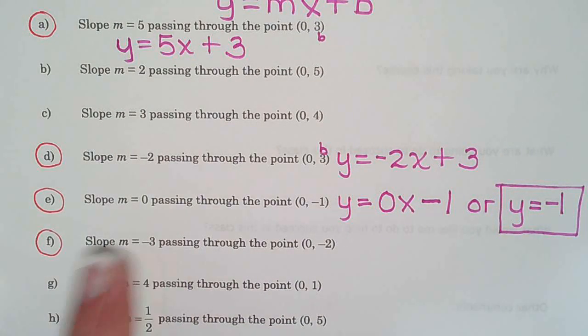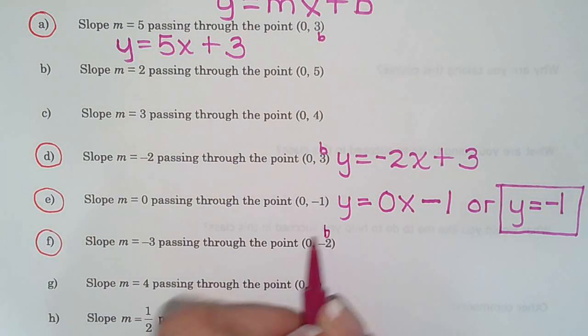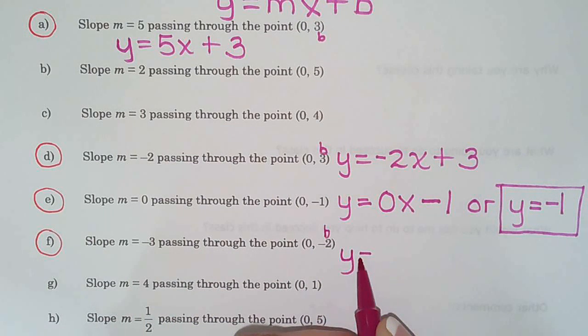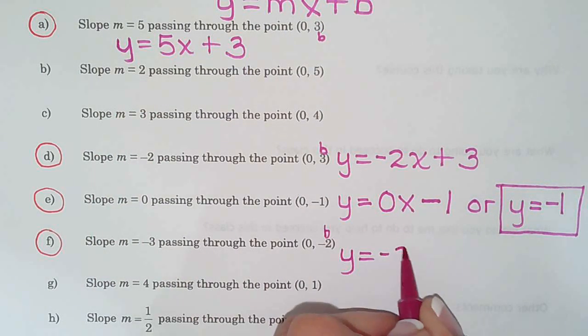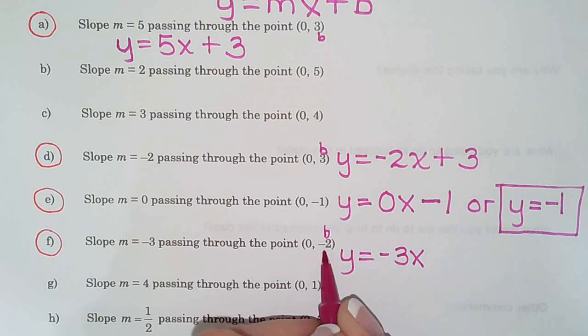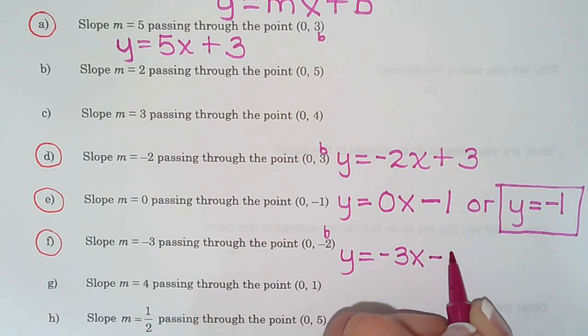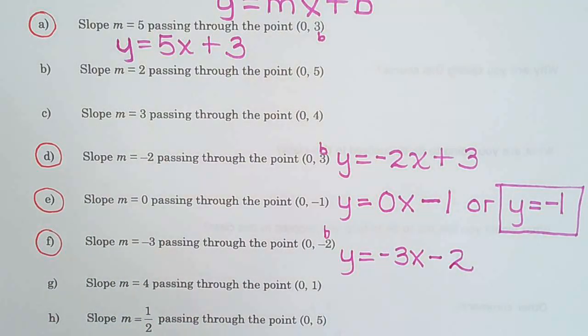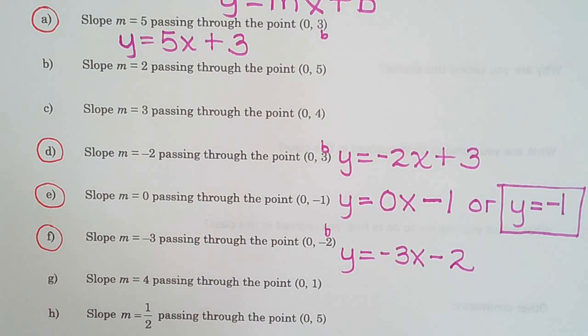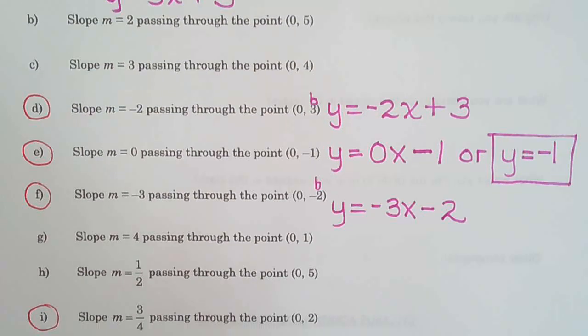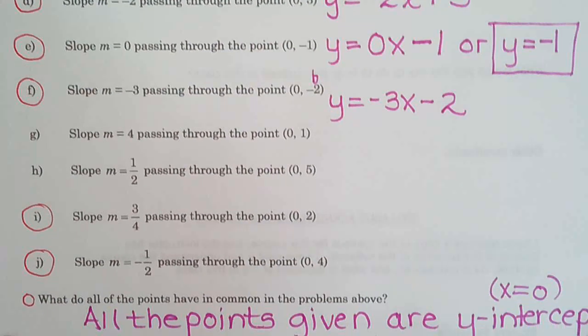Then we have a negative slope and a negative b, which really doesn't change anything. So put negative 3 in for m, so negative 3x. And instead of writing plus negative 2, again, just write negative 2. Teachers frown on the double signs, so do computers. So it's just best to write the sign there. Okay, so go ahead and do I and j real fast, and then we can check those together.